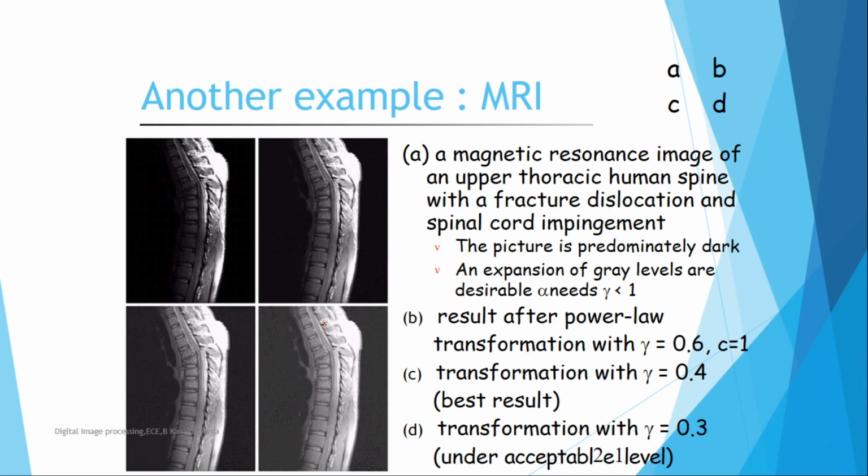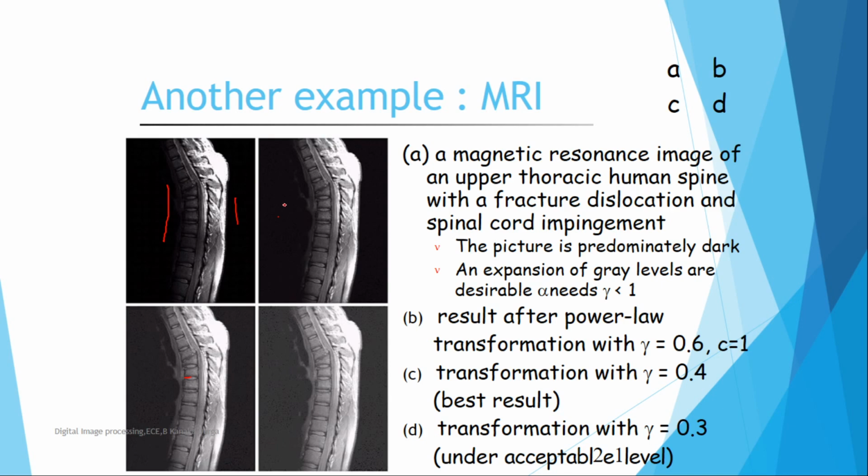Another example, for MRI scanning purposes. In this photograph, this area is black and we cannot recognize it. In the next one, B, we have applied the gamma correction or power law transformation with gamma equal to 0.6 and C equal to 1. In this case, the gamma value is 0.4 and C is 1, and in D, the gamma is 0.3.